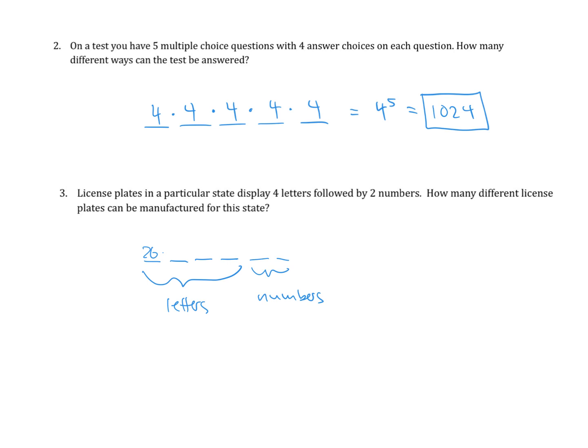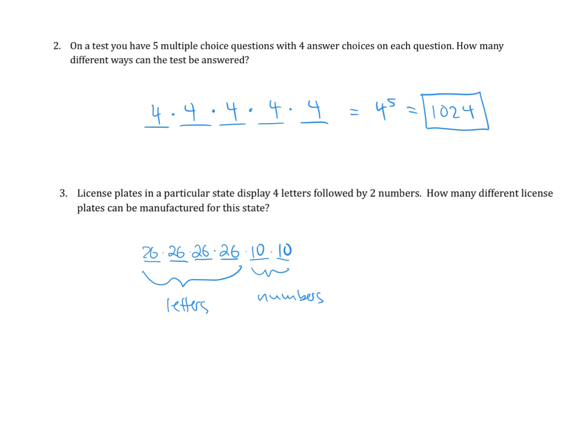And then your second letter also could be 26 different letters. And the third one also has 26 possibilities. And the last one is 26 possibilities. And then for the numbers, how many 1-digit numbers are there? Well, 1 through 9 would be 9 different numbers, but don't forget 0. So there are 10 1-digit numbers. So 10 possibilities when we choose a number, and then 10 possibilities for that last number.